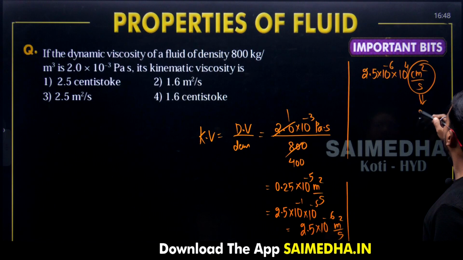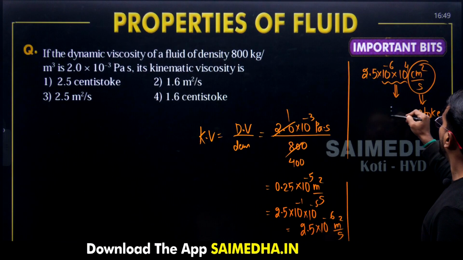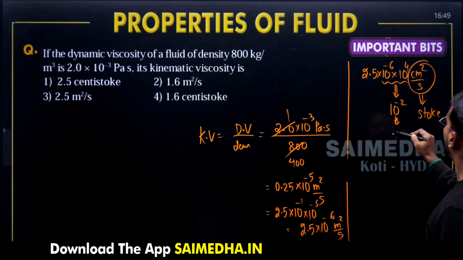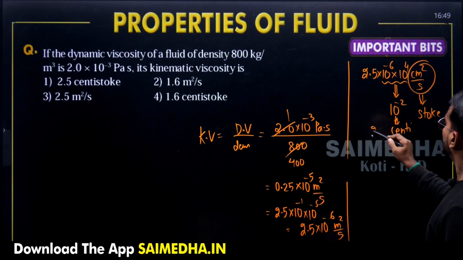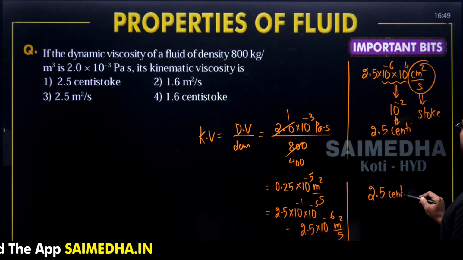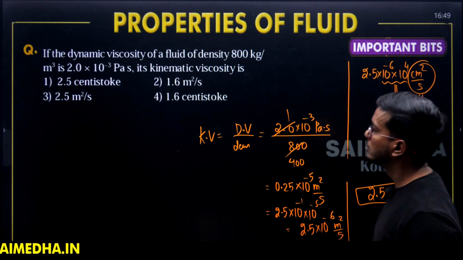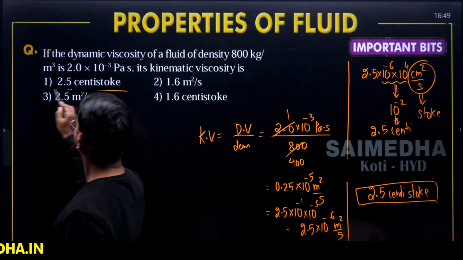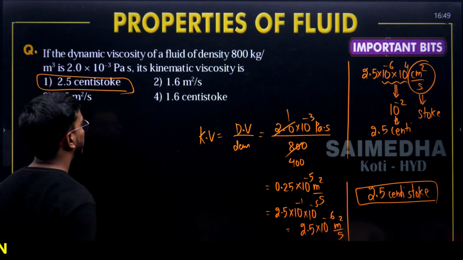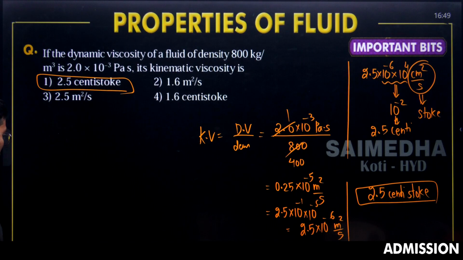Centimeter square per second is called as Stoke. 10 power minus 6, 10 power 4, 10 to the power of minus 2. 10 power minus 2 is called as centi. So remaining is what? 2.5. So final answer is what? 2.5 centi Stoke. 2.5 centi Stoke is going to become your correct answer. Go through it. Moving on to the next question.